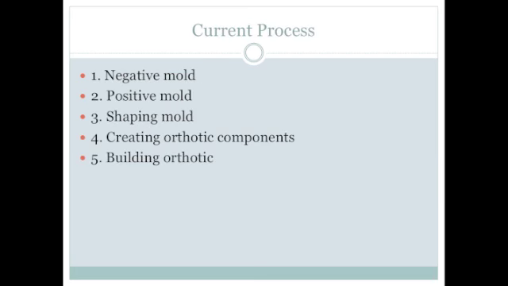The current process begins when the practitioner makes a mold of the patient's limb using a foam material. This creates a negative mold of the patient's limb. The foam mold is then filled with plaster and left to dry. This creates a positive plaster model of the limb. Workers then shape the positive model to eliminate any blemishes. The technician then uses the model to create a plastic mold. The final step is to put all orthotic components together.